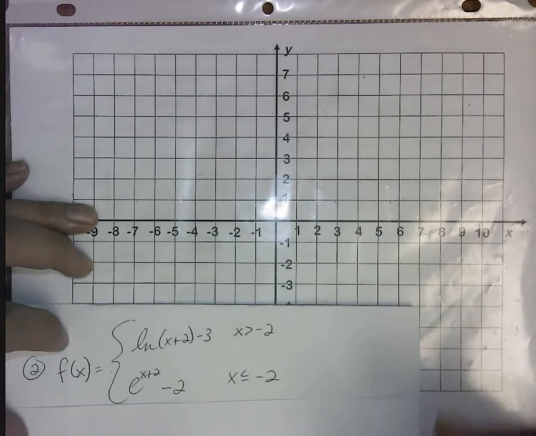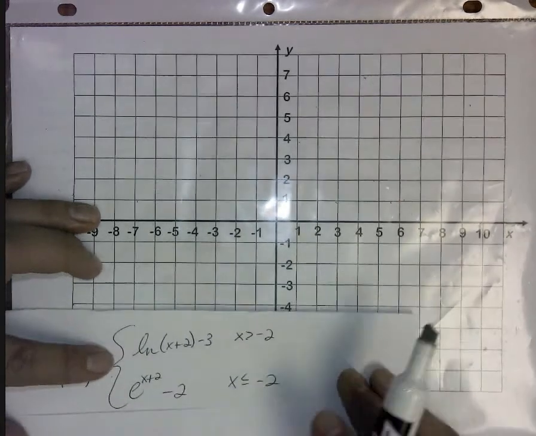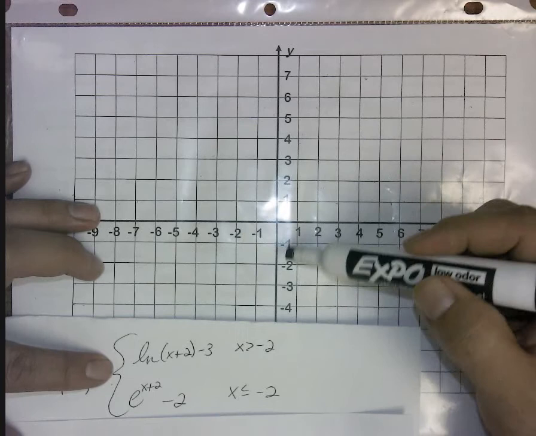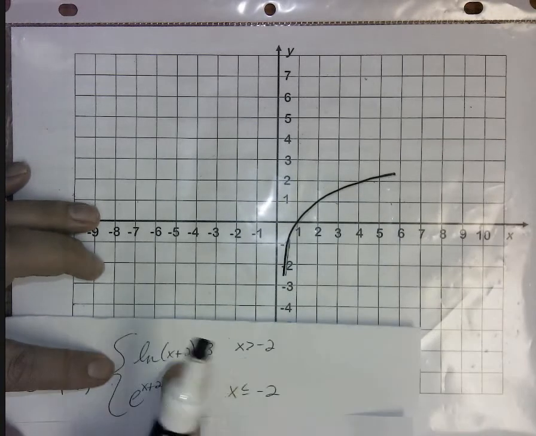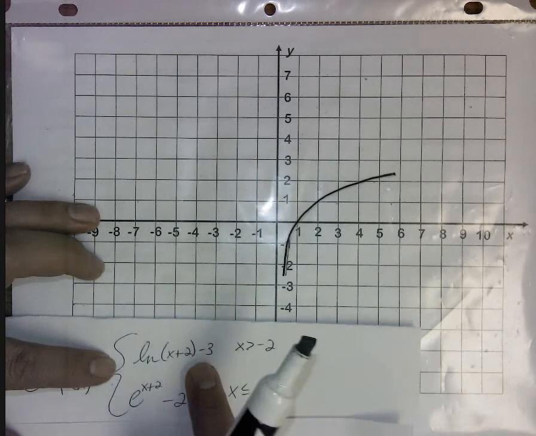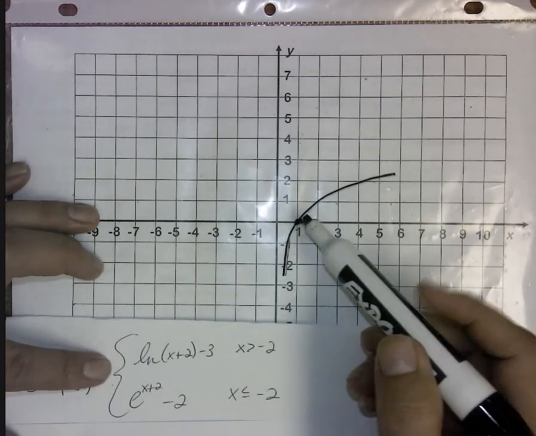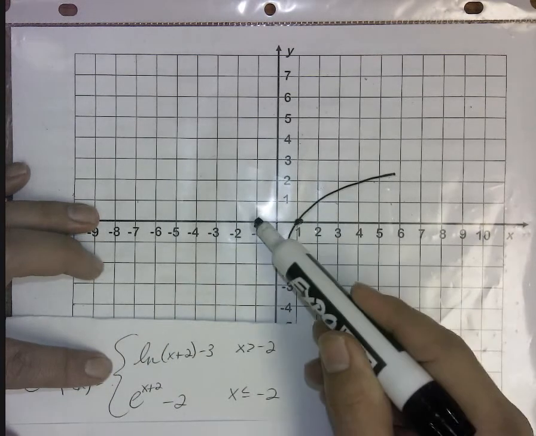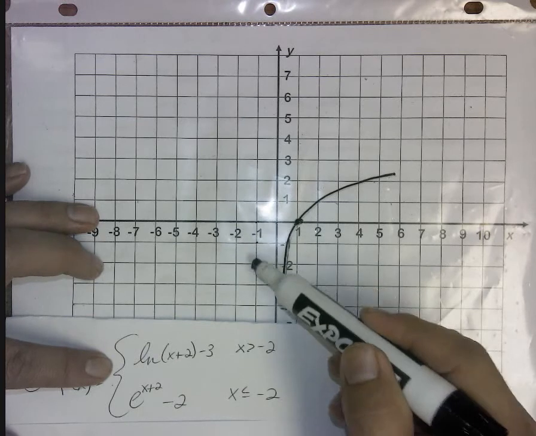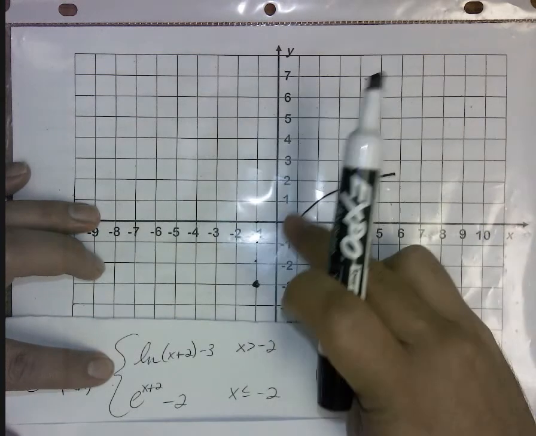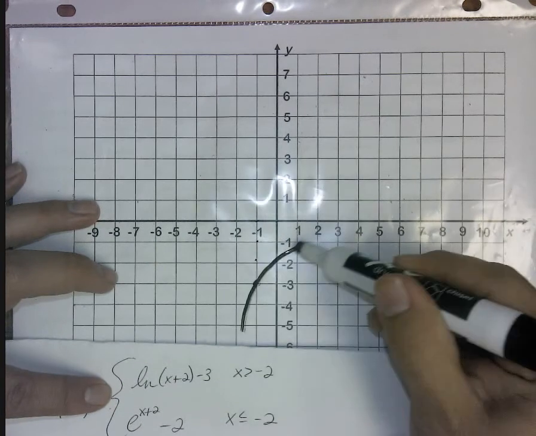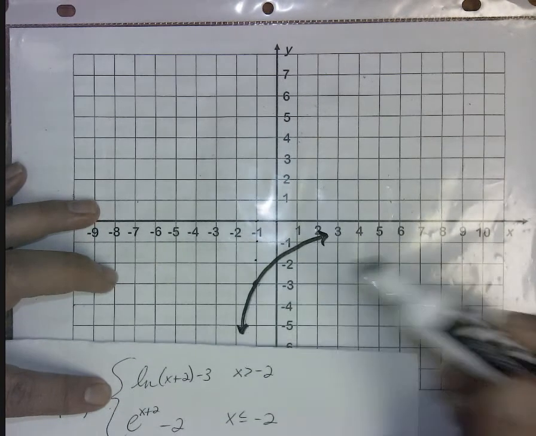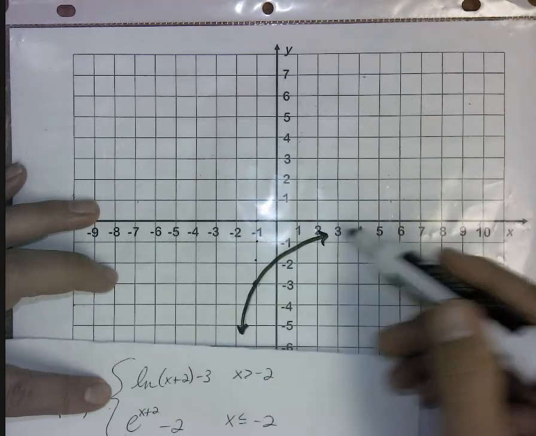So we're going to start with ln of x plus 2 minus 3. Well, the ln graph, if you remember, just looks like that. So I'm going to shift this over 2 units to the left, and 3 units down. I'm going to use the x. So 1, 2, and then down 1, 2, 3. And that's going to give me the graph that looks like this. And x greater than negative 2, that's perfect.